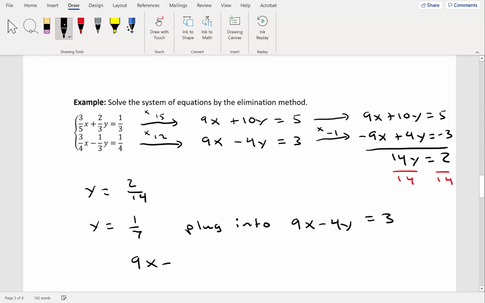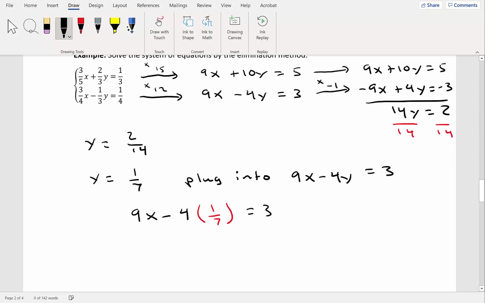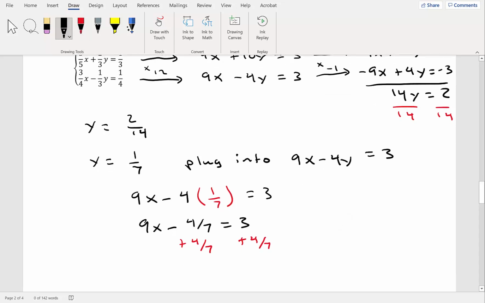So we have 9x minus 4 times, and now our y, which is 1 over 7, equal to 3. Now let's begin to solve for x. So we get 9x minus 4 over 7 is equal to 3. Add 4 over 7 to both sides. We get 9x is equal to.